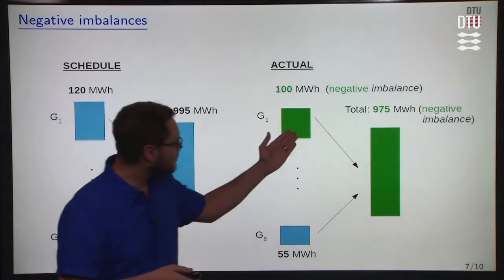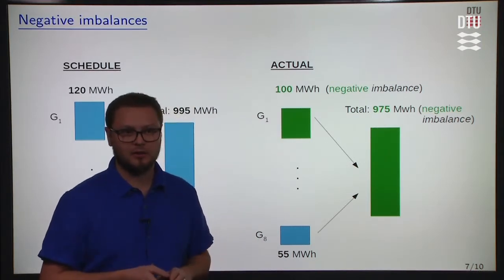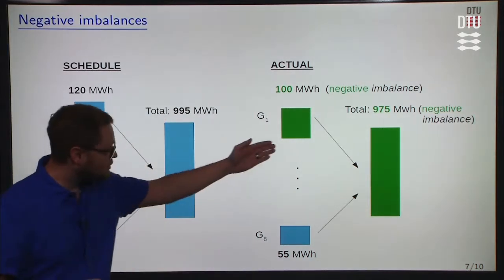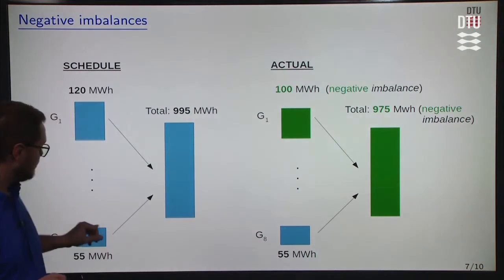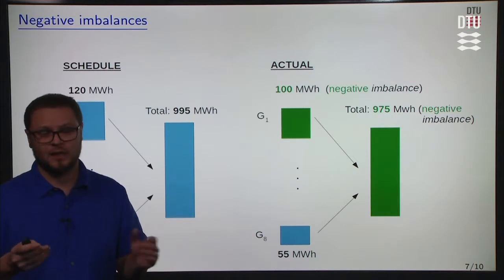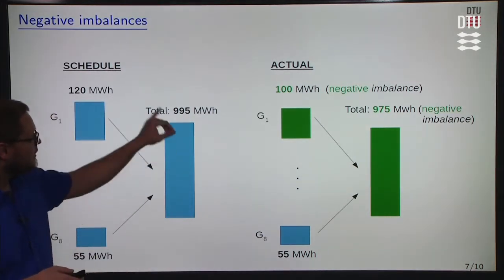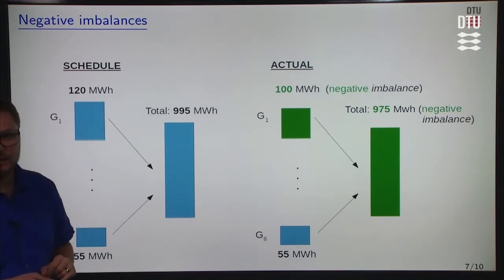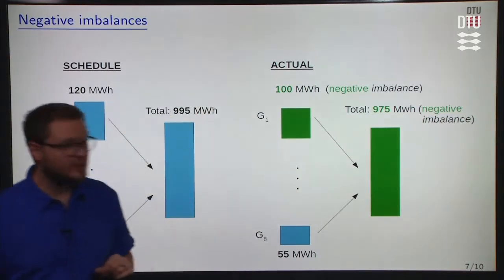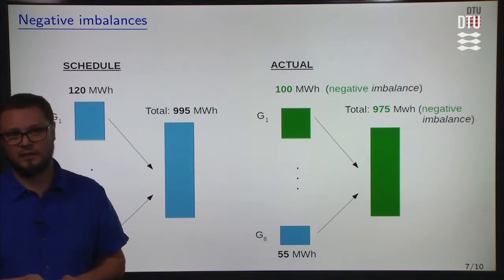But if we are in this situation where the actual delivery of G1 is 100 megawatt hours, we talk of a negative imbalance for G1. All the others here, if respecting their schedule, you see they keep the color blue, they are in no imbalance situation. What is the result for the system? For the system overall, there is 20 megawatt hours less coming from G1, so overall we have 20 megawatt hours less for the system. So the system is also in negative imbalance.